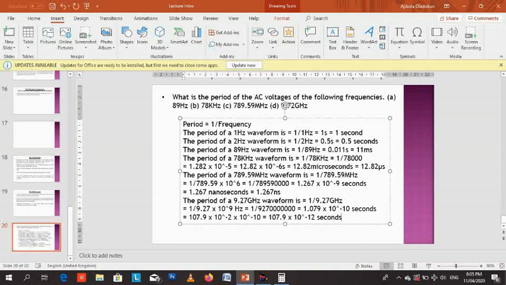Now 10 raised to the power minus 12 is pico. 10 raised to the power minus 9 is nano. 10 raised to the power minus 6 is micro. 10 raised to the power minus 3 is milli. So 10 raised to the power minus 12 is pico. That's picoseconds. 107.9 picoseconds. So that is how long this very high frequency signal, 9.27 gigahertz, needs to make a complete cycle.